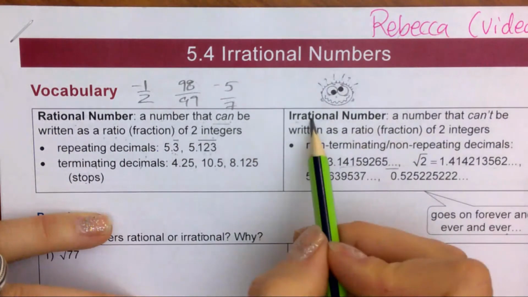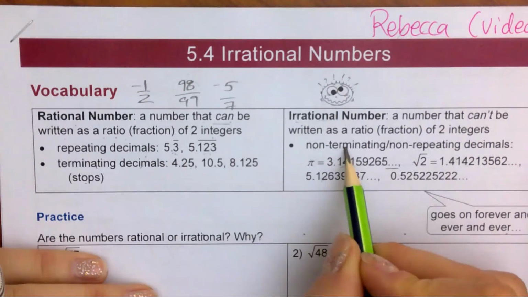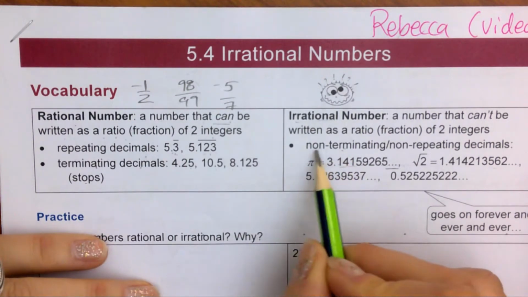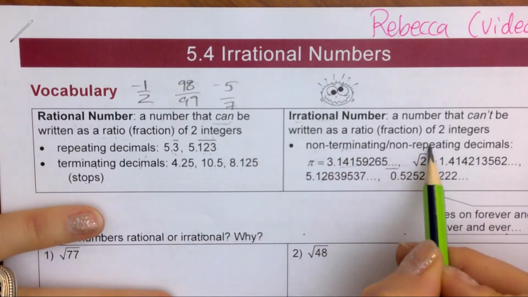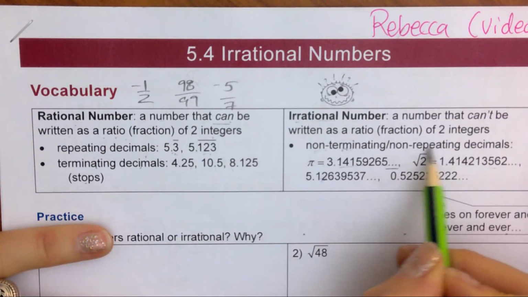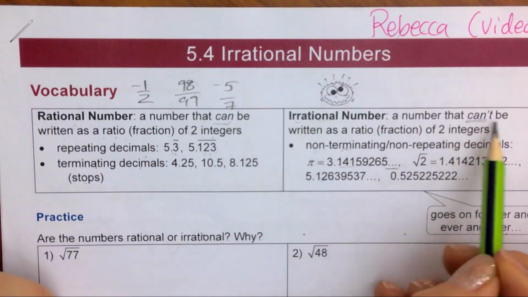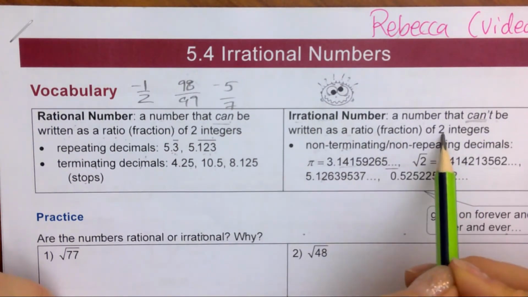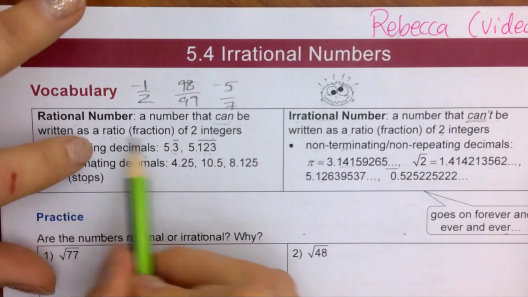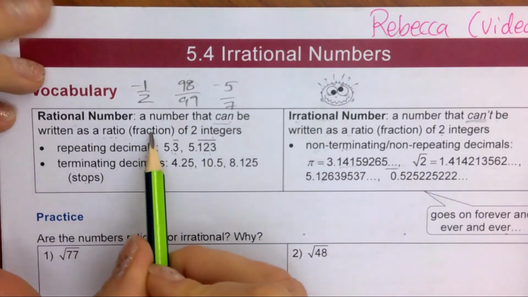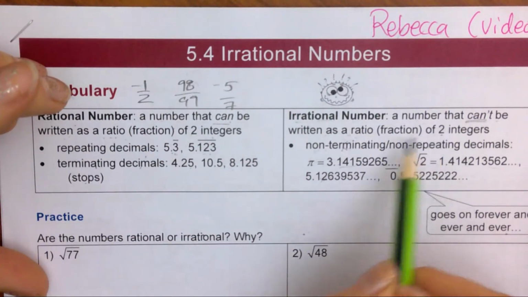So an irrational number is when it goes on forever and ever, which means it does not terminate, non-terminating. Non-terminating means it does not stop. And non-repeating, which means it doesn't have anything that repeats in it. And that makes it an irrational number. So a number that can't be written as a ratio of two integers. So all of these decimals can be written as a ratio of two integers or written as a fraction. All of these numbers cannot be written as a ratio of two integers or written as a fraction.